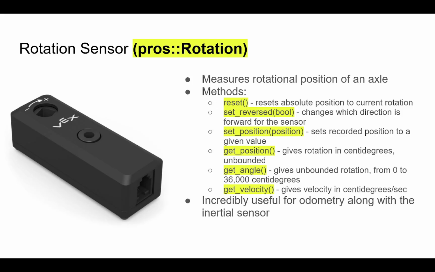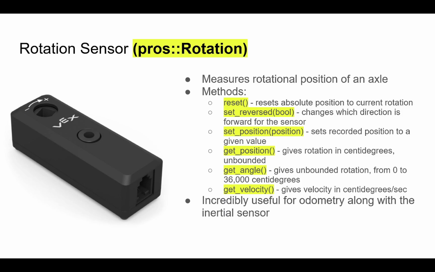The rotation sensor can be defined with PROS rotation, and it can measure the rotational position of an axle. Some methods it can use are reset, which resets the absolute position to the current rotation it's at, set reversed, which changes which direction is forward for the sensor, which can be useful if you have to put it on at a weird angle, get position, which gives the rotation in centidegrees, which means you have to divide by 100 to get degrees. This is unbounded. Get angle gives the unbounded rotation from 0 to 36,000 centidegrees. And get velocity, which gives the axle's velocity in centidegrees per second.